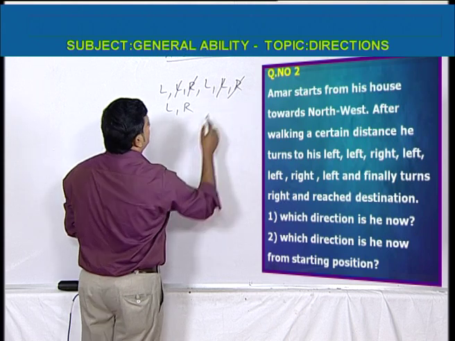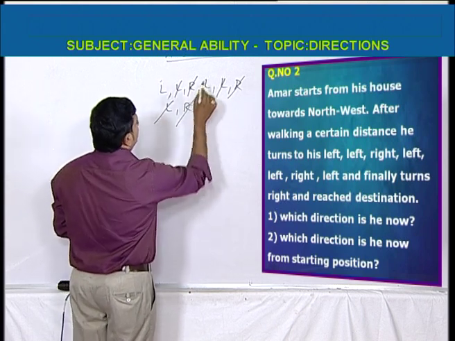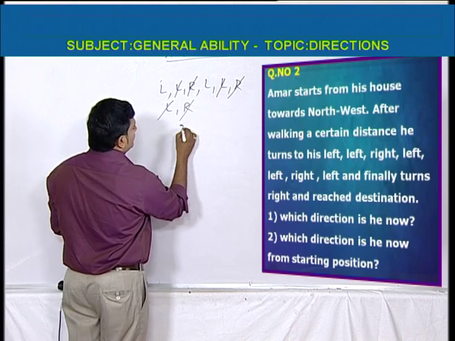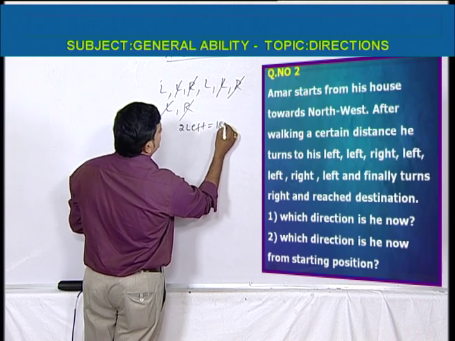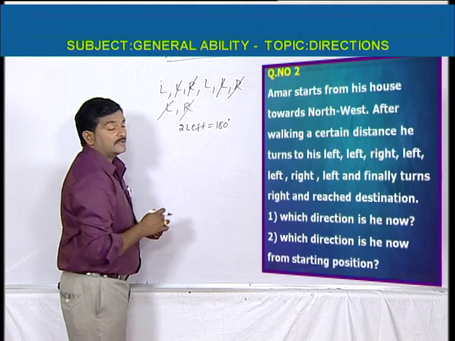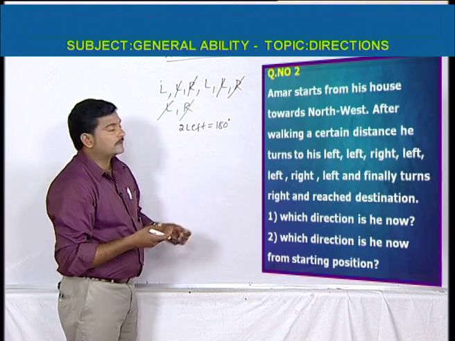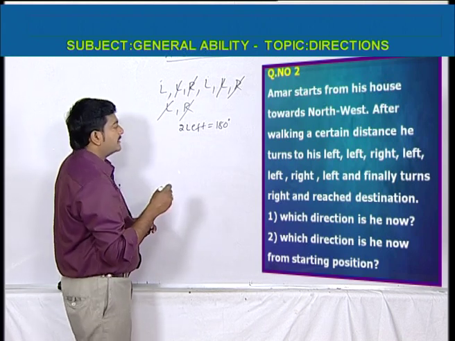Similarly, left and right cancelled. How many lefts am I getting? Only 2 lefts. So we know already 1 left is equal to how many degrees? 1 left is equal to 90. So now how many lefts am I getting? 2 lefts. 1 left is equal to 90. 2 lefts is equal to how much? 180 degrees.